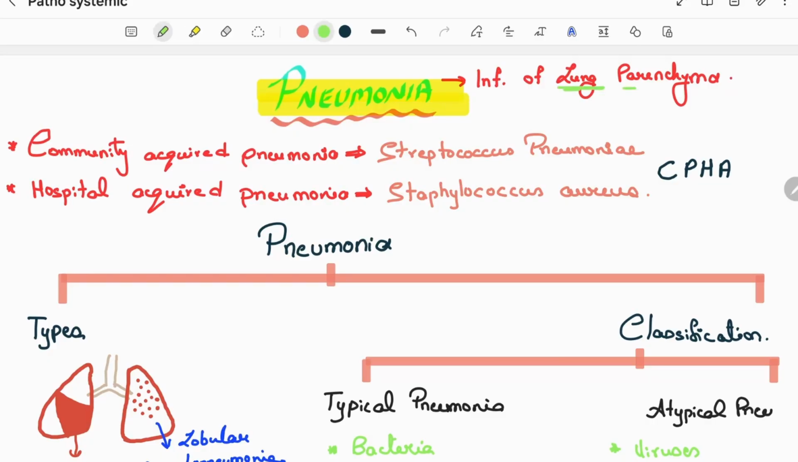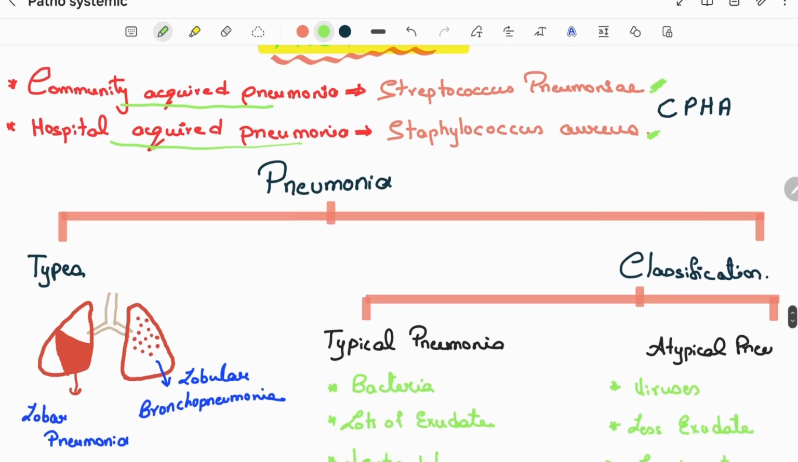Pneumonia. It is an infection in which the lung parenchyma is getting affected, and there are 2 kinds of pneumonia. First one is community acquired pneumonia, and the second one is hospital acquired pneumonia. In community acquired pneumonia, the most common causative organism is Streptococcus pneumoniae, and in hospital acquired pneumonia it is Staphylococcus aureus.